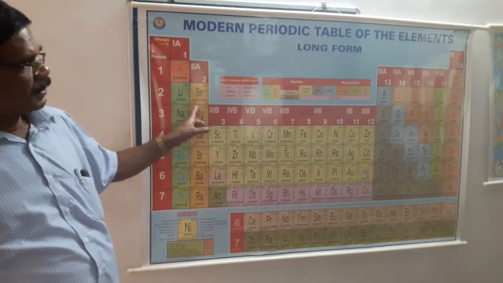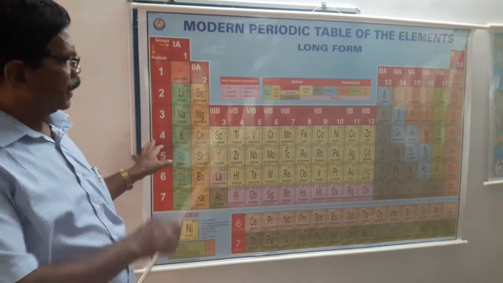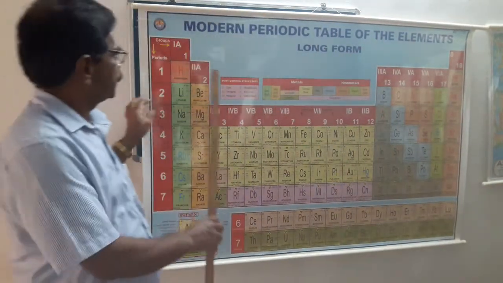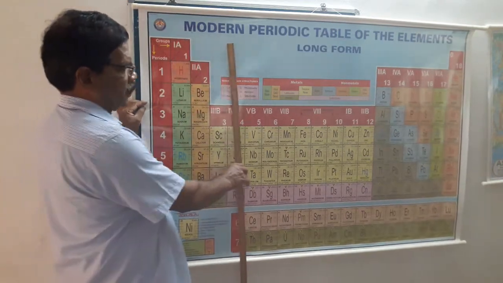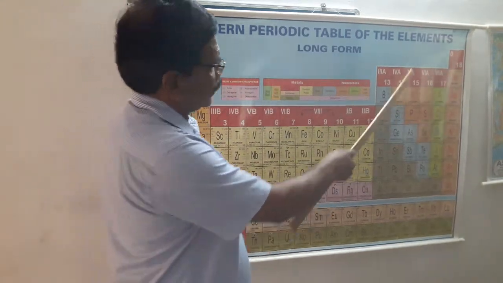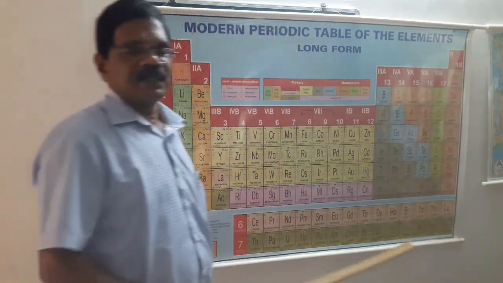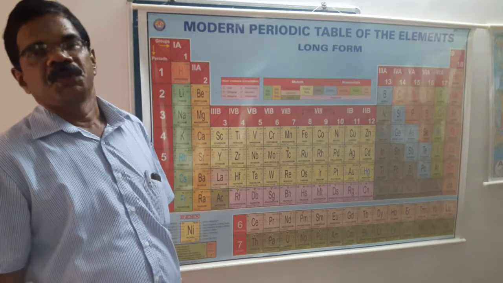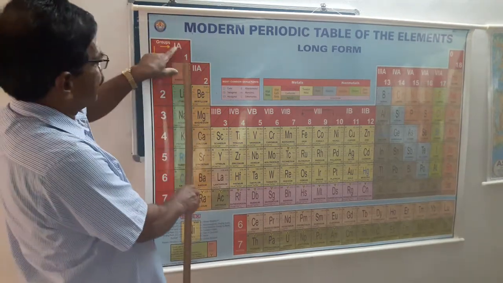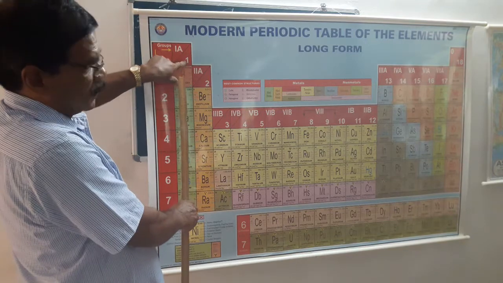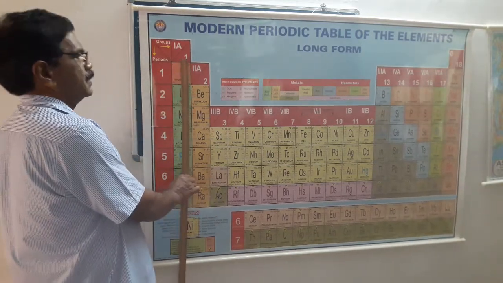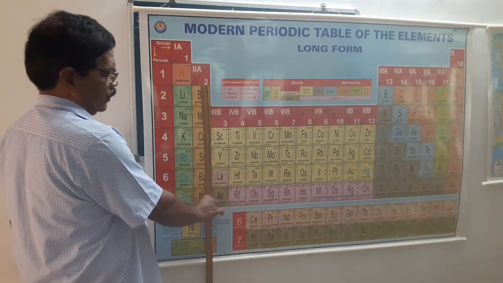If you look at the periodic table, there are several horizontal and vertical columns. These vertical columns are known as groups. In some cases, students make a mistake between horizontal columns and vertical columns. This is the first group, the first vertical column. Its number is 1. This is the second vertical column.